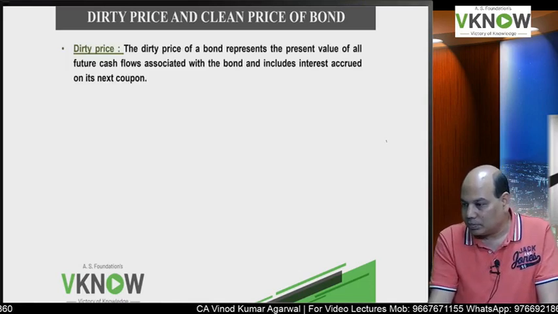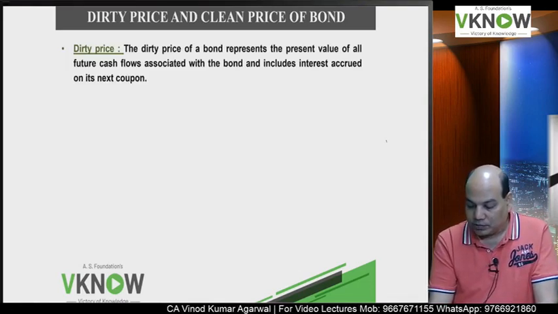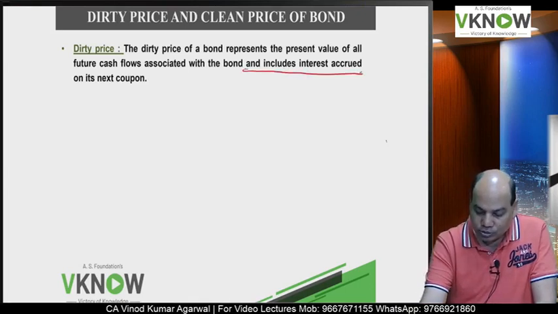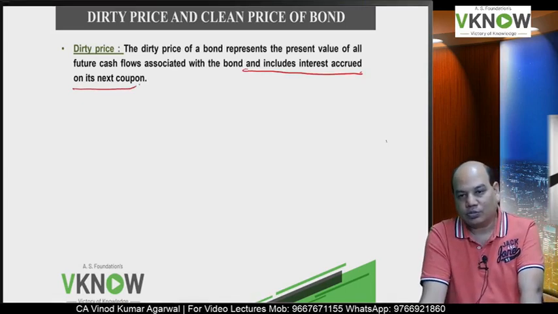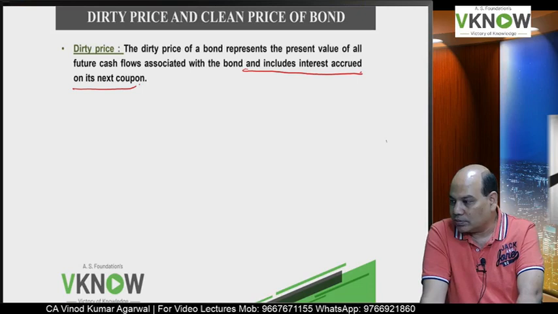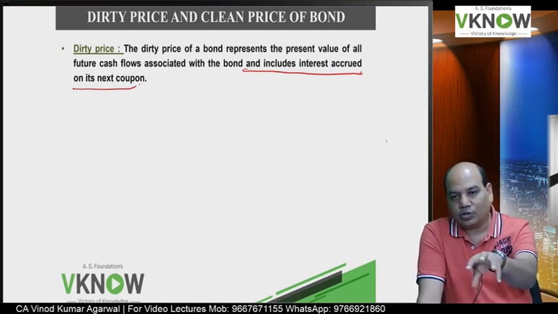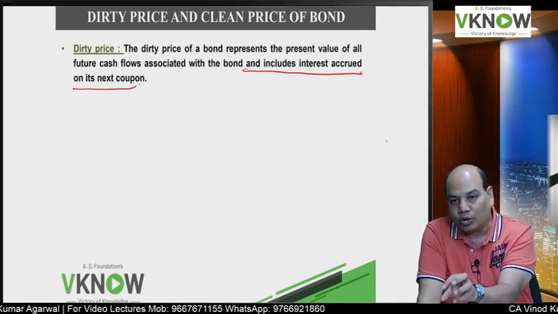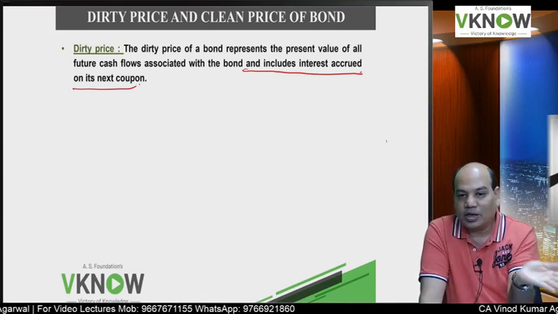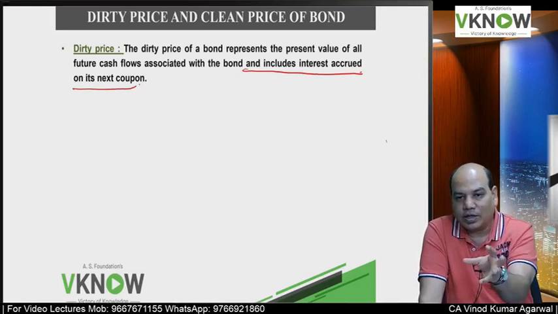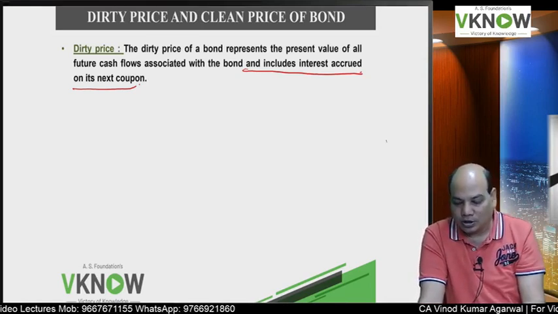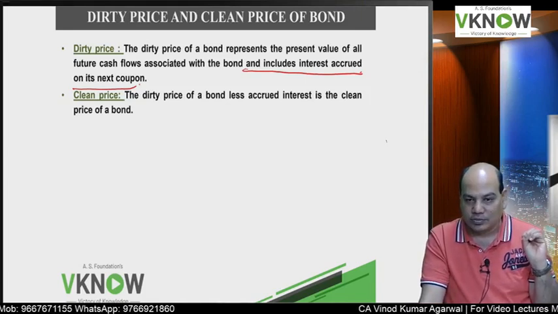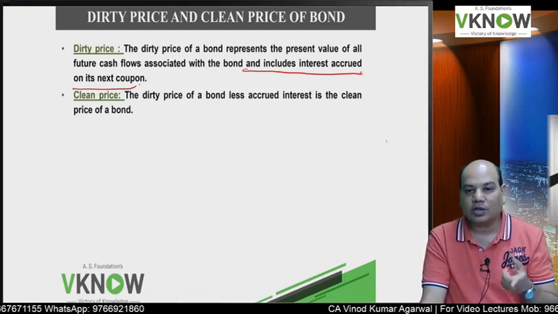What is dirty price? Dirty price of a bond represents the present value of all future cash flow associated with the bond, and includes interest accrued on its next coupon. So this is more commonly known as cum interest price. It will include the price of the bond plus whatever interest has accrued till that date. From the last payment date till the date of valuation, whatever interest has accrued is also included in the dirty price. And when I remove the accrued interest from the dirty price, from the cum interest price, what do we get?